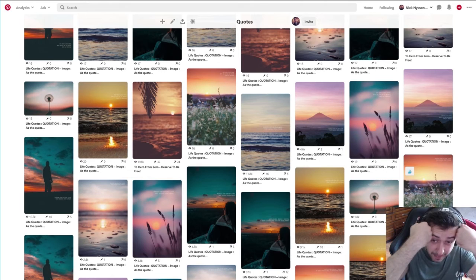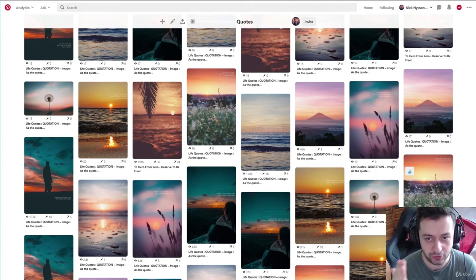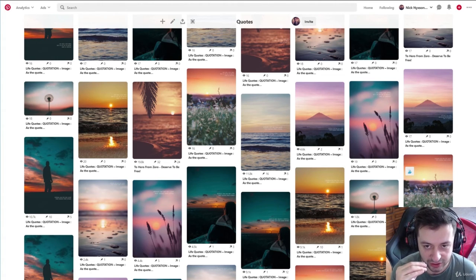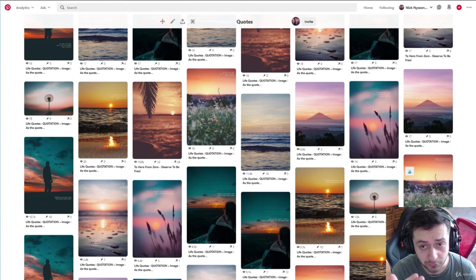Just hammer it in your mind that not all the pins, not even the majority of your pins, not even half of the pins will get any impressions. Don't think about that too much, because you're going to create so many pins during the lifetime of Pinterest. You're just going to go and smash that Pinterest creation.